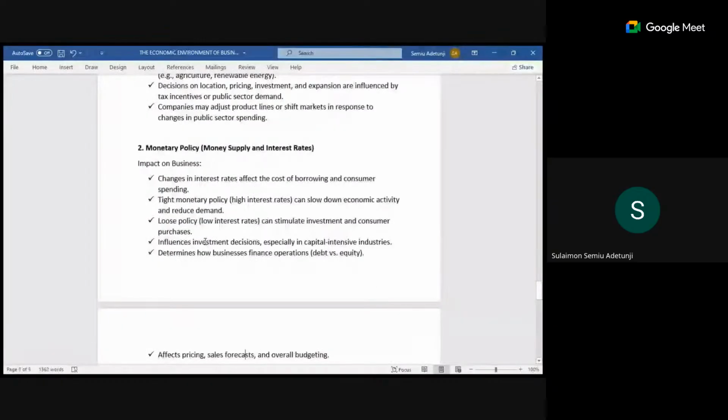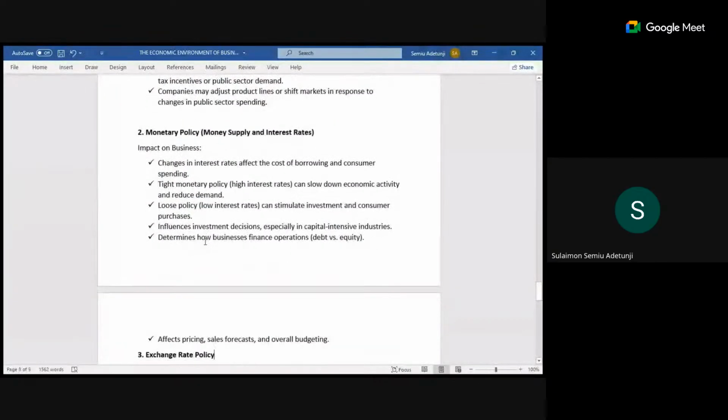Now let us look at monetary policy. I've told you before, monetary policy is a kind of policy whereby the CBN determines and controls the total money in circulation. For this kind of policy, the CBN usually holds its MPC meeting quarterly every year.